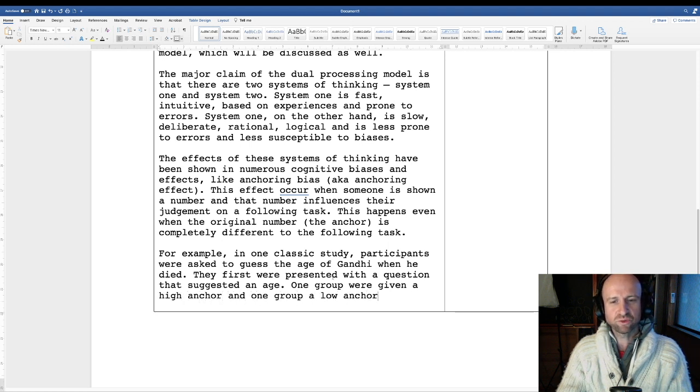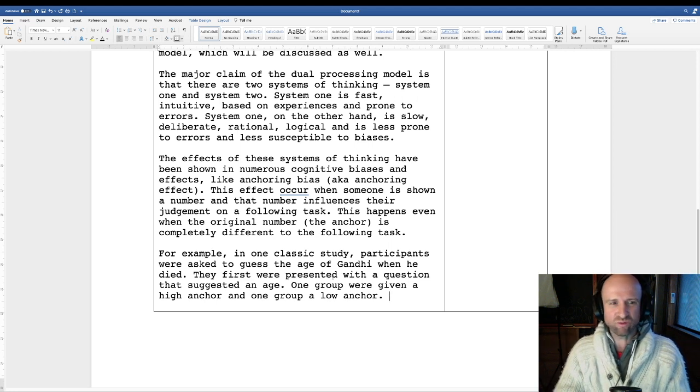Now, I'm stalling here. One group were given a high anchor, one group were given a low anchor. I want to show I know that it was a high and a low anchor, but I can't remember the specific years. I think it was like 140 and 7. So I'm going to guess, and I just have to hope I get it right. When it comes to specific details like that, you want to get it accurate, you want to get it right.